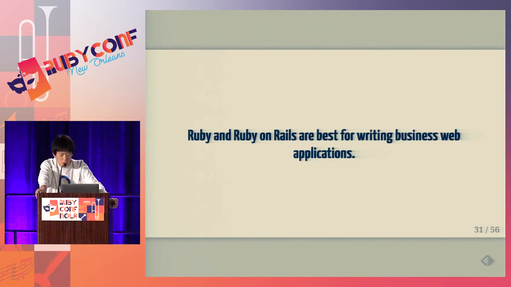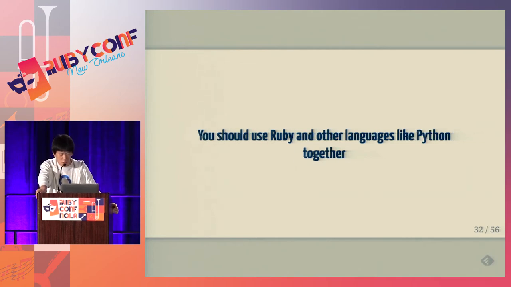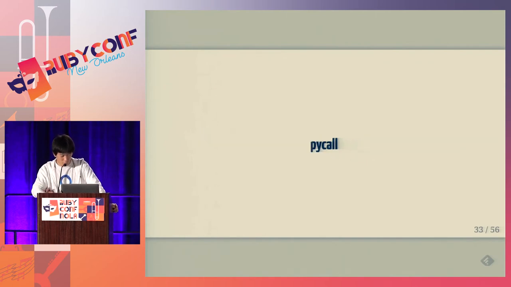But as you know, Ruby and Ruby on Rails are best for writing business web applications. So you should use Ruby and other languages like Python together. How to do it? I made a PyCall for such use cases.